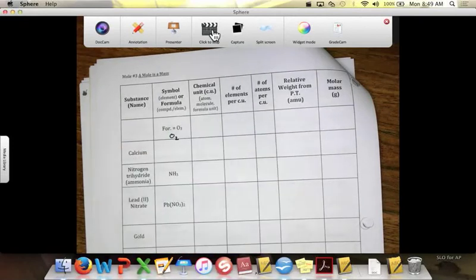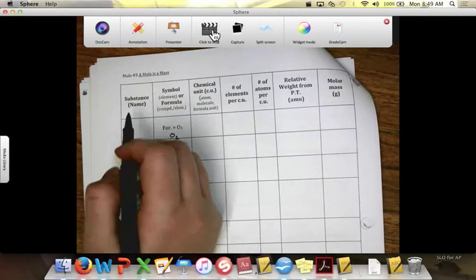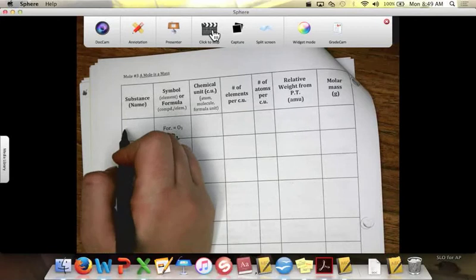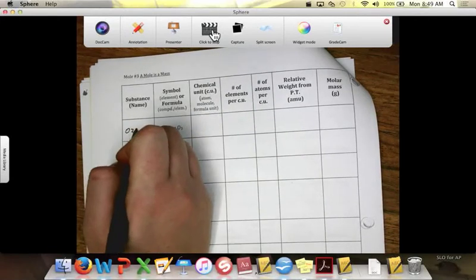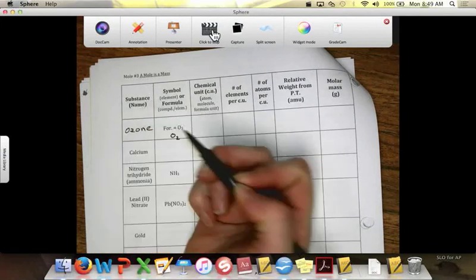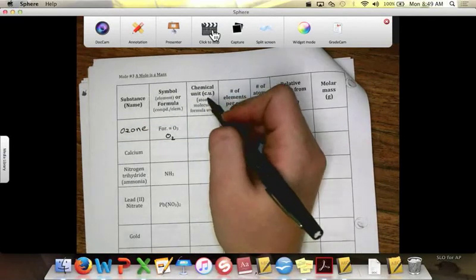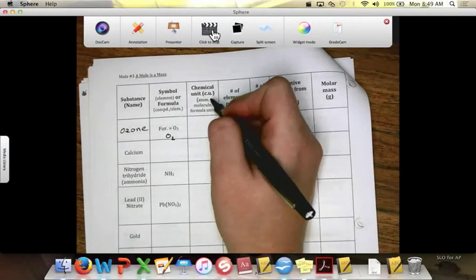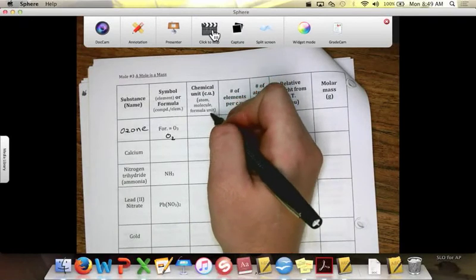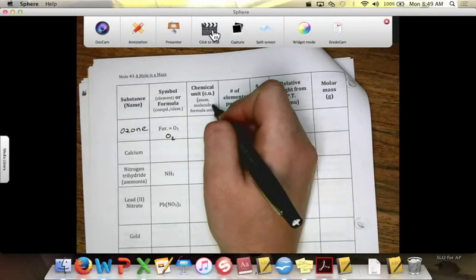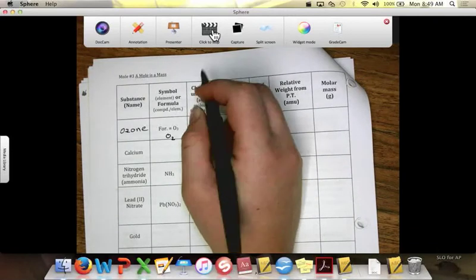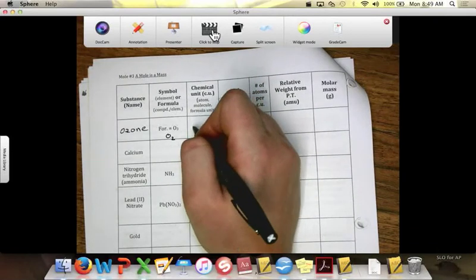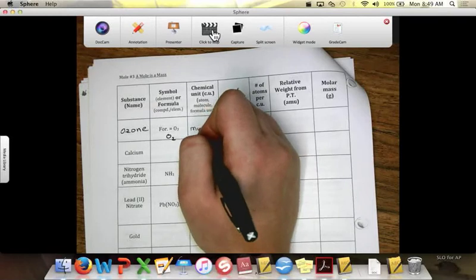If you remember back to the very beginning of the trimester when we were talking about chapter 1, O3 is actually going to be ozone. And the chemical unit here, it's not an atom because there's more than one. It could be a molecule or a formula unit. If it's a molecule, it's two nonmetals together. If we look at where oxygen is on the periodic table, it is a nonmetal, so we're going to write that it is a molecule.